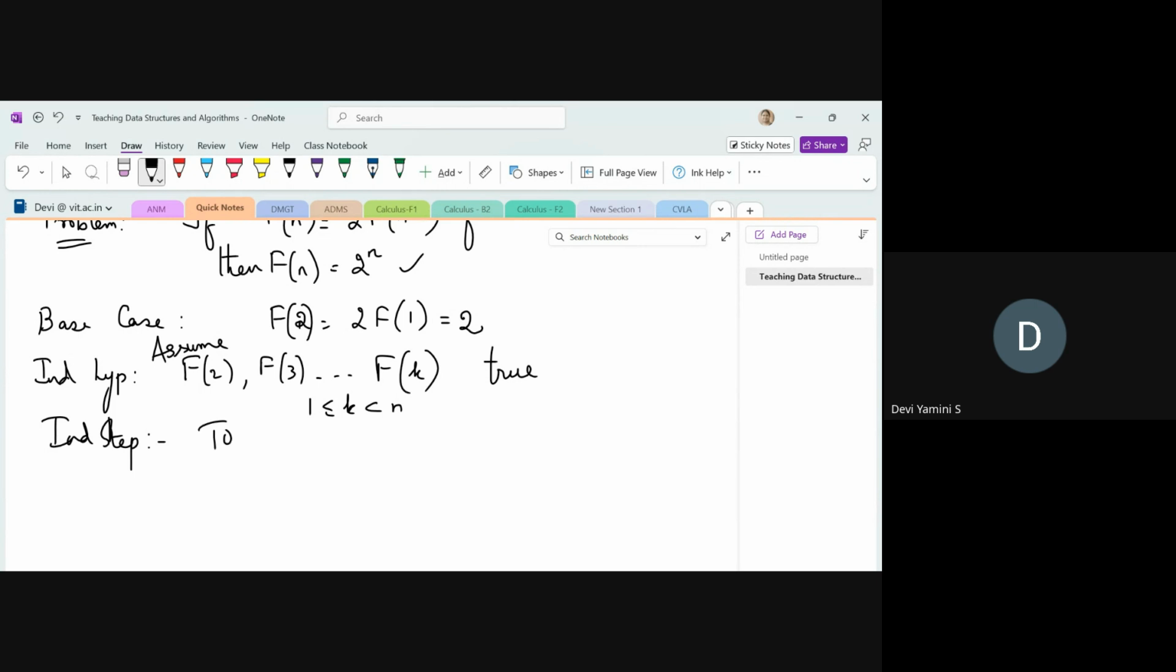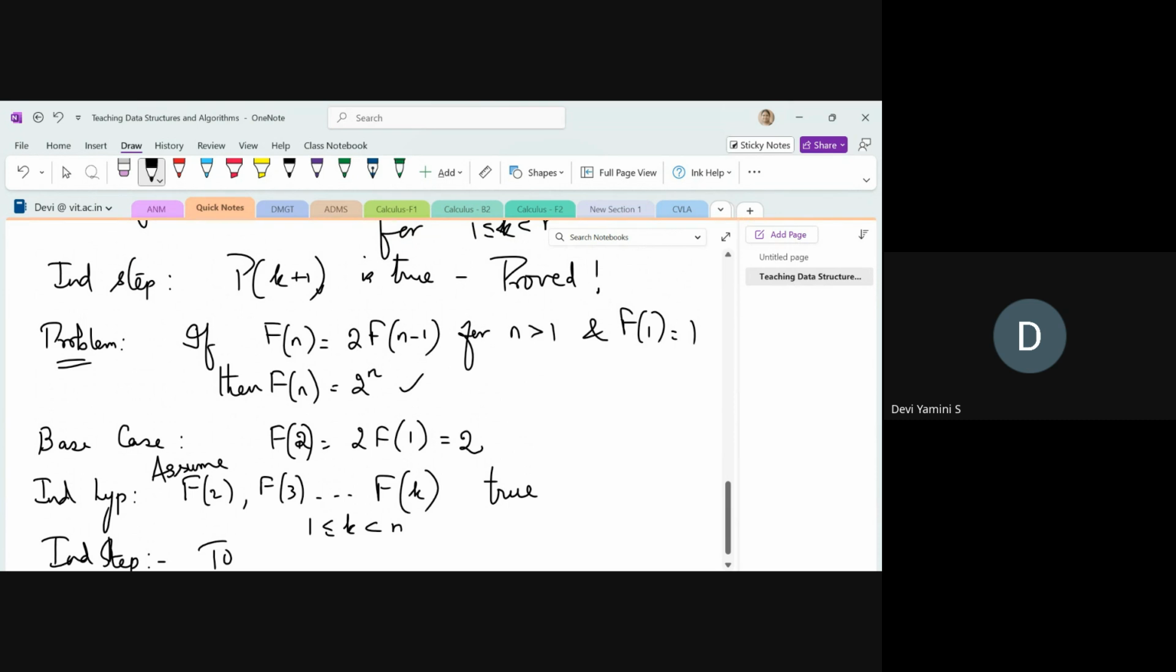So to prove, yes, please. In base case, f of 2 should be equal to 2 power 2, right? No, see, I'm sorry. Yeah, you're right. One minute.